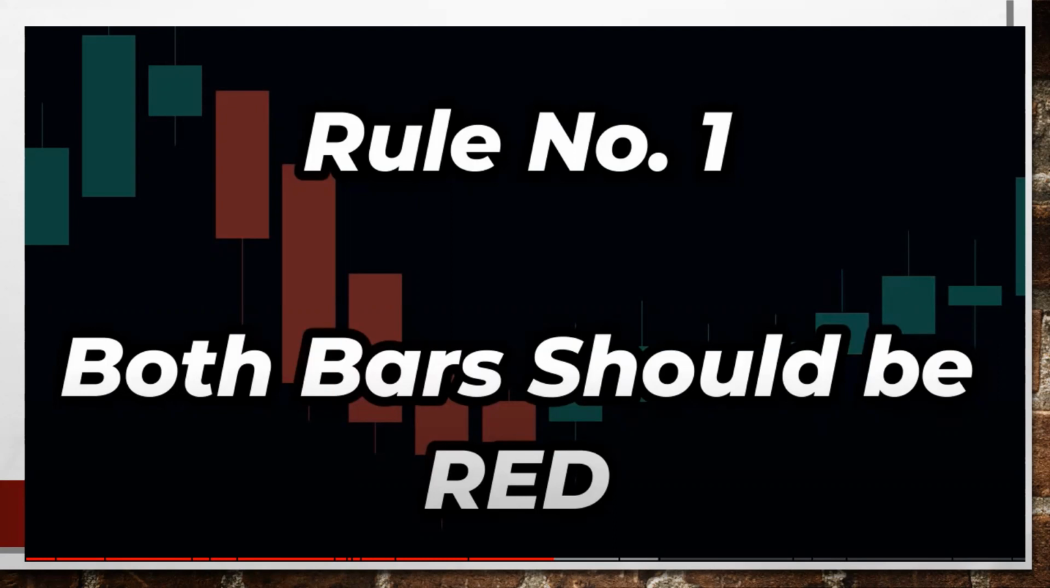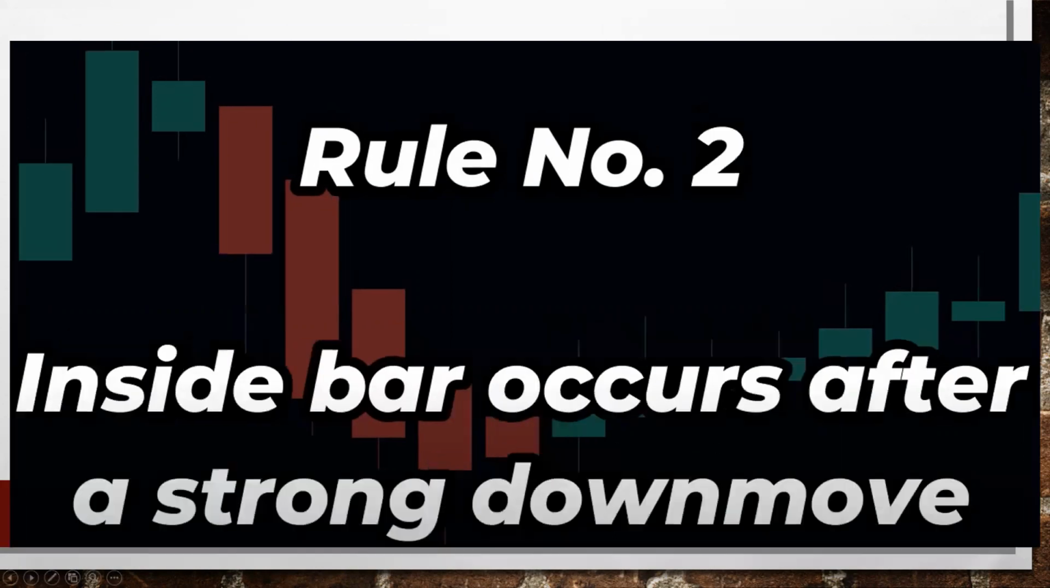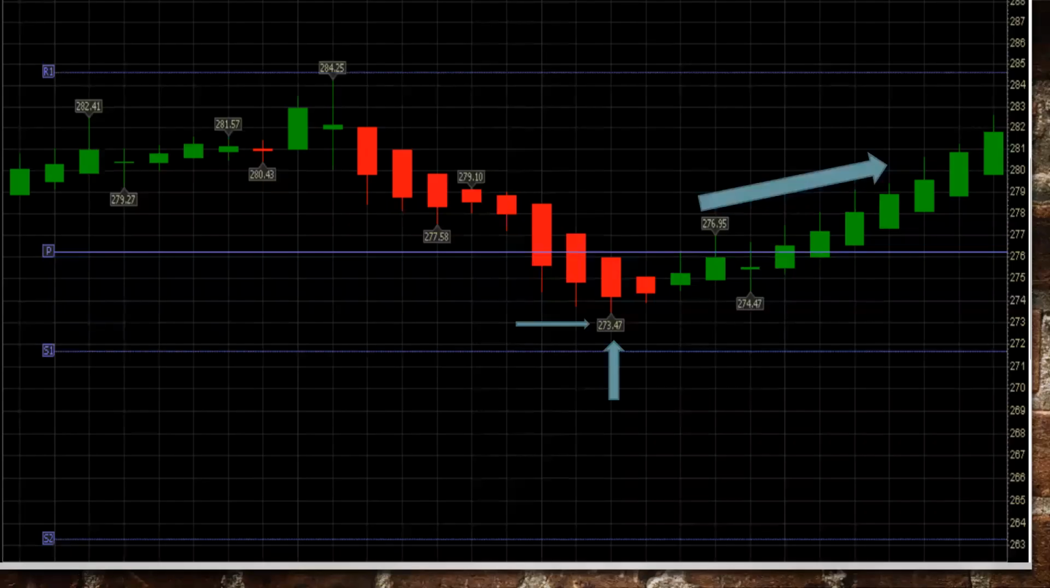Okay, let's look at the next example for HA candles. Rule number one, both bars should be red. Rule number two, the inside bar occurs after a strong downward move. Let's see what that looks like.